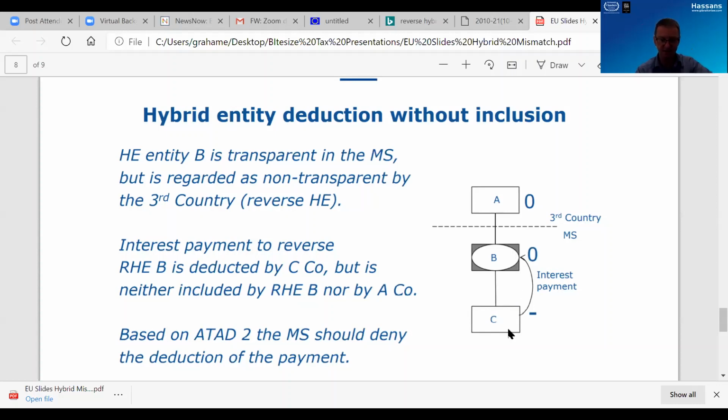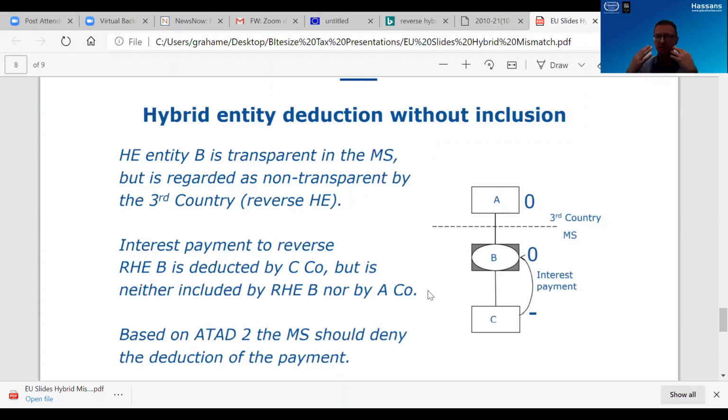C gets a deduction. But because A, the third country, views B as a taxpayer in its own right, A doesn't need to include the payment to B in its accounts. But the member state treats it as if it should be included in A. So the member state doesn't tax it, and then it's similarly not taxed in the third country. So C gets a deduction, and nowhere else in the chain is anybody including it.